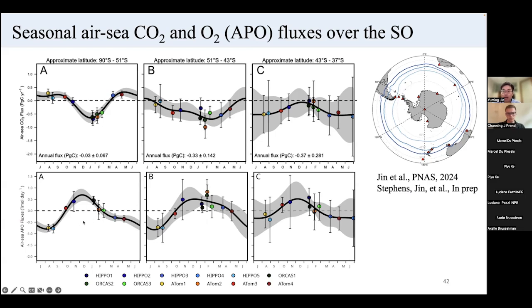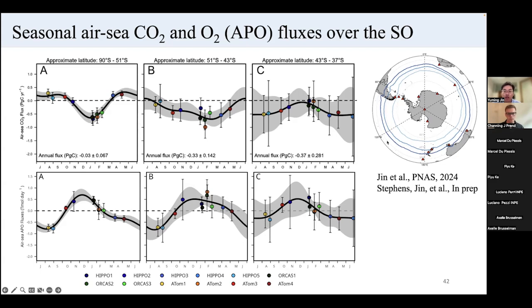The figure below is the same as in the upper, but for the air-sea APO flux. I'm using the unit teramole per day rather than petagram carbon per year. If I convert the unit from teramole per day to petagram carbon per year, you would see the amplitude is at least 5 times larger in APO flux compared to CO2 flux. There are two important messages here. First, over the high latitude in panel A, you can see the APO flux anti-correlates with the carbon flux. And it's also true for panel B. So this confirms that non-thermal processes dominate the carbon flux.